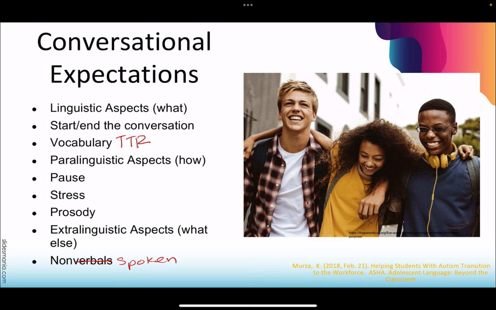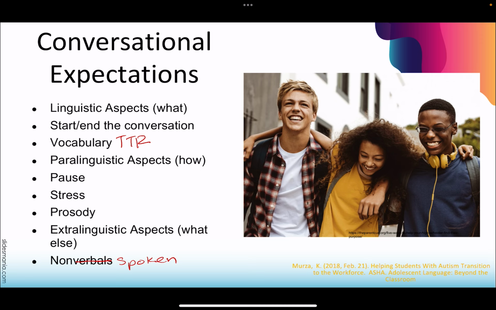We really look at kind of those paralinguistics. How are they communicating? Do they understand pausing and stressing and prosody? Or do we have a person who's talking in a monotone voice and they don't know how to use that particular type of their voice? And so that's something we would talk about as well. And then I want you to kind of think about extra linguistic aspects.